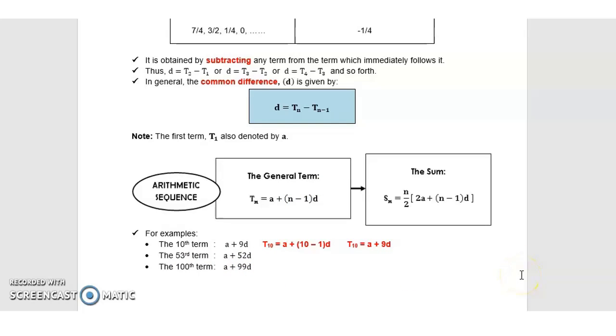Or another example, let's say you want to find the 20th term, so T20. How to find the general term for T20? 20 minus 1, 19. So T20 equals A plus 19d. So that's how we construct, or find, the general term for an arithmetic sequence.